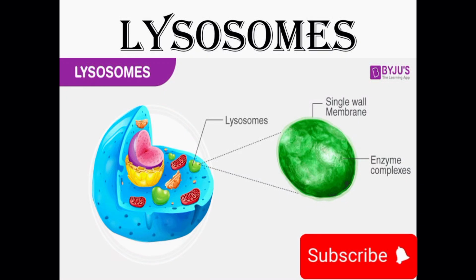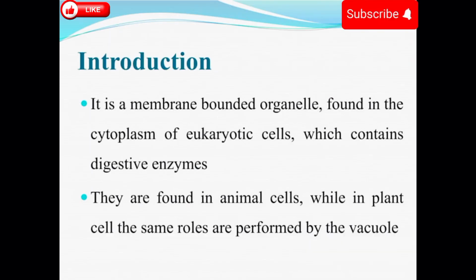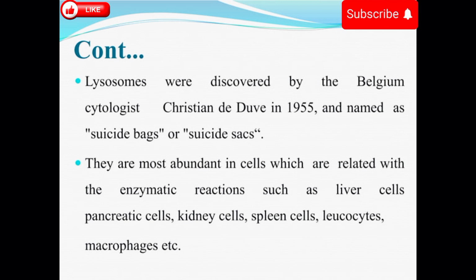In this video, we will discuss the lysosome, its structure and detailed function. So let's get started. It is a membrane-bound organelle found in the cytoplasm of eukaryotic cells, which contains digestive enzymes. They are found in animal cells, while in plant cells the same roles are performed by the vacuole. So in plant cells, lysosomes are absent.